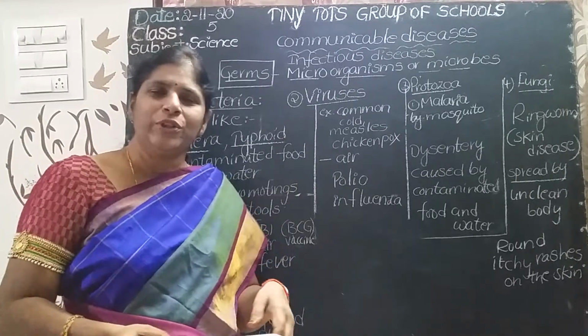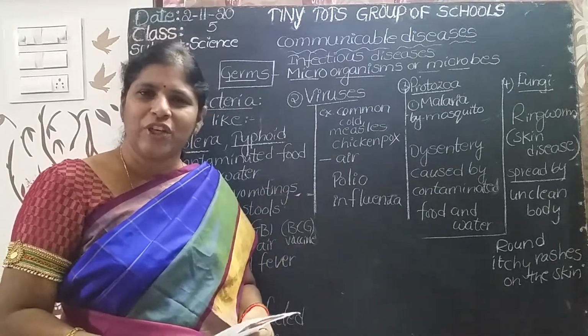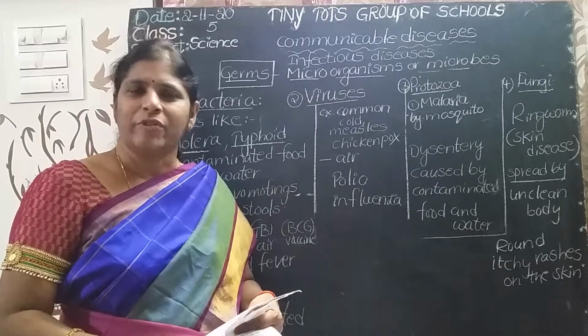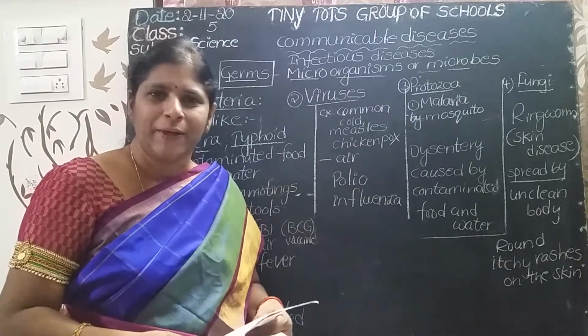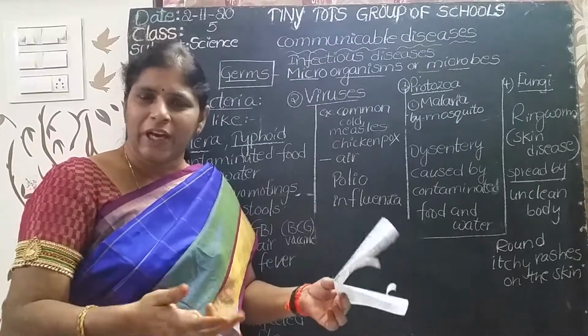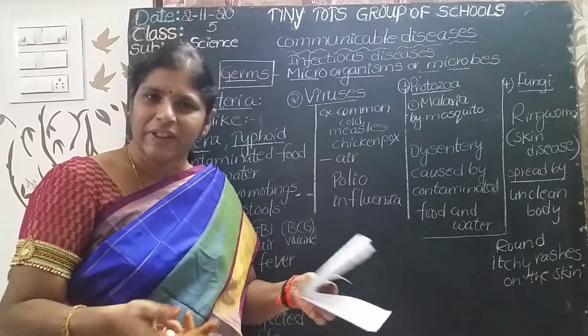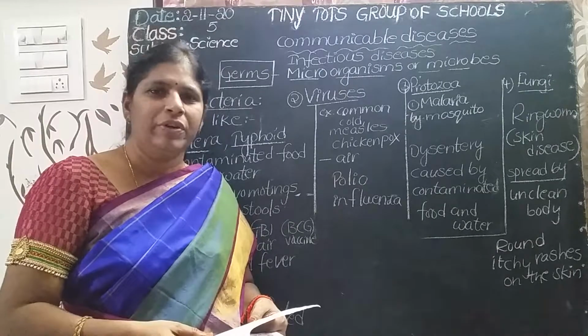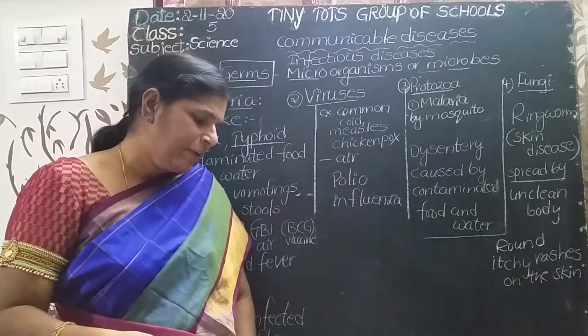Can you tell where they live? Where do microorganisms live, children? They live everywhere. They live inside our body. They live in the water, in the air, in the soil. So they live everywhere, children.